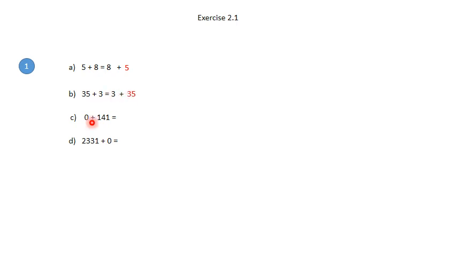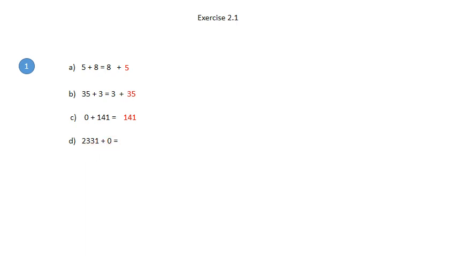The next one is 0 plus 145. Now here what rule are we going to use? That when we add 0 to a number, the value of the number does not change. So 0 plus 145 will remain the number itself. It will not change. So your answer is 145.